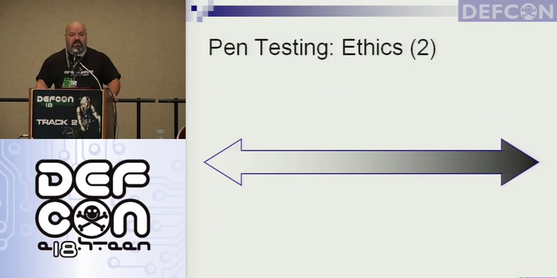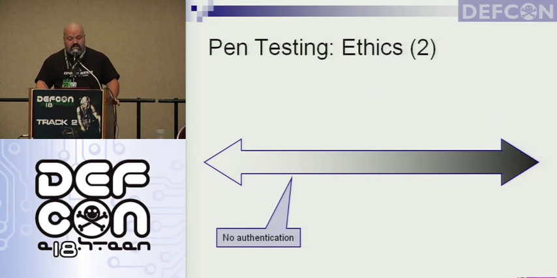This is kind of a black to white spectrum, and this is where I would put these questions on there. You may disagree, but I think most of you would generally agree with the placement. Viewing the configuration of a device that requires no authentication, I think that's pretty clear. You could view that. You're not changing anything, you're just looking. There was no authentication required. You just clicked on a result and went right in.